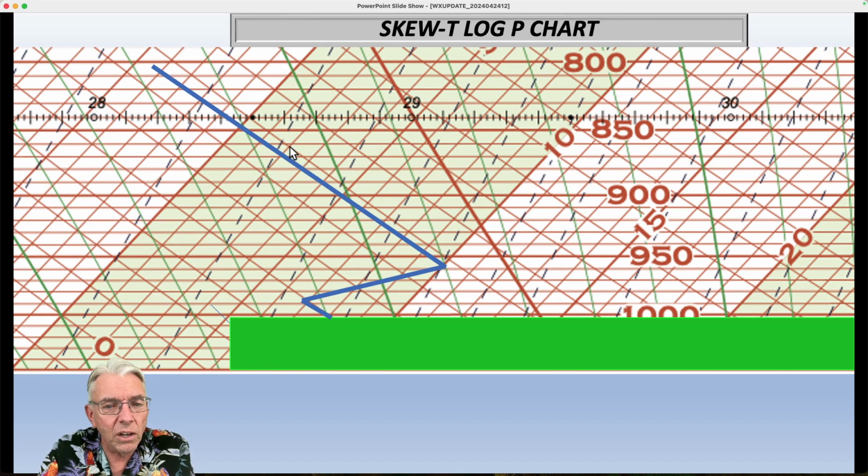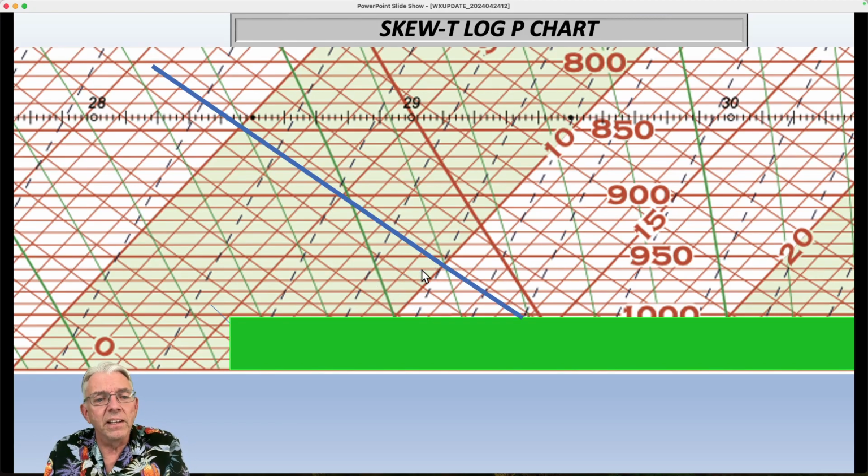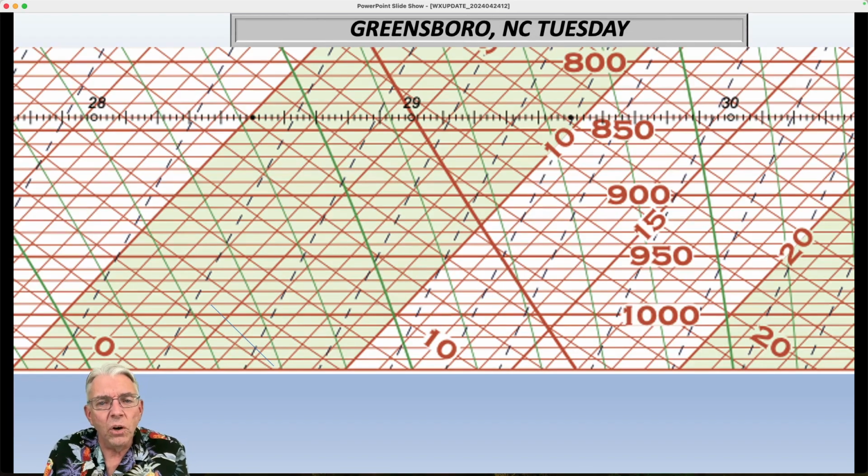Then we knock out a little bit more of that inversion, okay? So now we've got a dry adiabatic lapse rate over a deeper layer, still got a little bit of an inversion in here, and then finally, when the sun is strong enough to knock out the entire inversion, then we have a dry adiabatic lapse rate all the way from the ground up to whatever height the atmosphere is well mixed. Okay, so this was Greensboro, North Carolina on Tuesday morning.